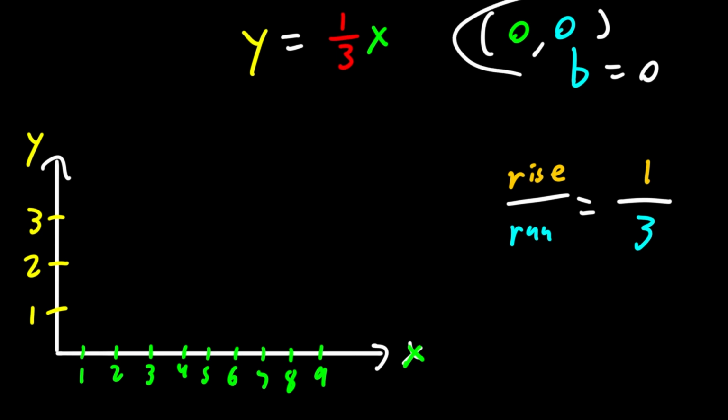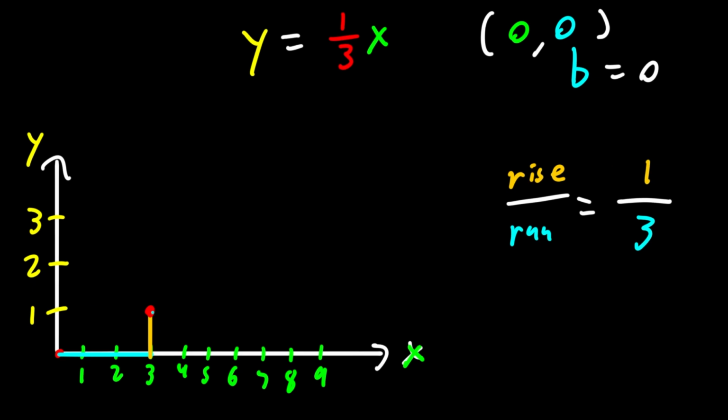So let's start at the point 0, 0, because we know that that's a point that exists on the graph. And now we're going to use rise over run to graph the rest. So we're going to go to the right 3 units. We're going to go from 0 to 3. And then we're going to rise up 1 unit to y equals 1. So this is our second point.